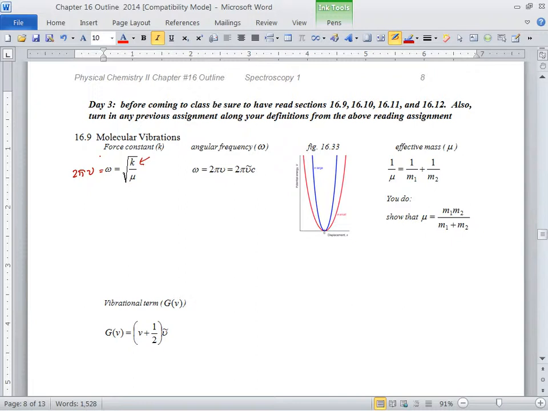What can I do to this system and the frequency will not change? Pull it harder, right? Frequency won't change. Pull it even weaker, frequency won't change, right? That's just going up the energy ladder, the vibrational energy ladder. It's hard to imagine because we can pull it down any distance we want, so we can apply whatever amplitude we want.